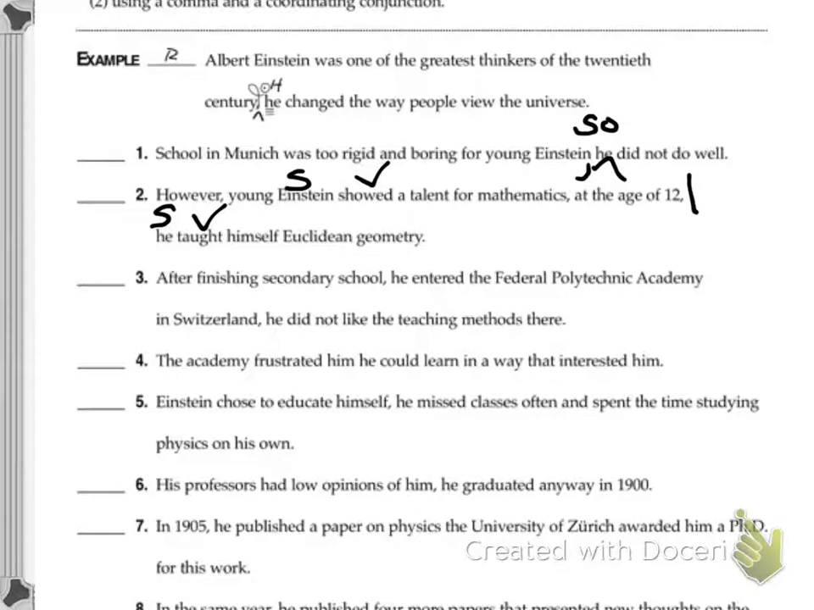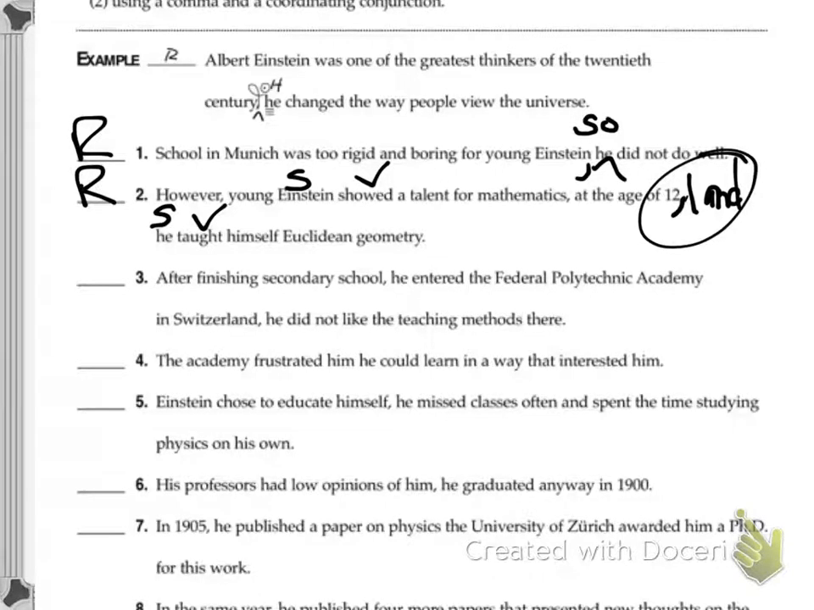Do we have a complete sentence there? I think we do, even though that word however is there, which could sometimes turn something into a fragment. This time it's okay. So we have, however, young Einstein showed a talent for mathematics at the age of 12. I think that what I would probably do here is add a comma and right there, and then that fixes our run-on sentence.